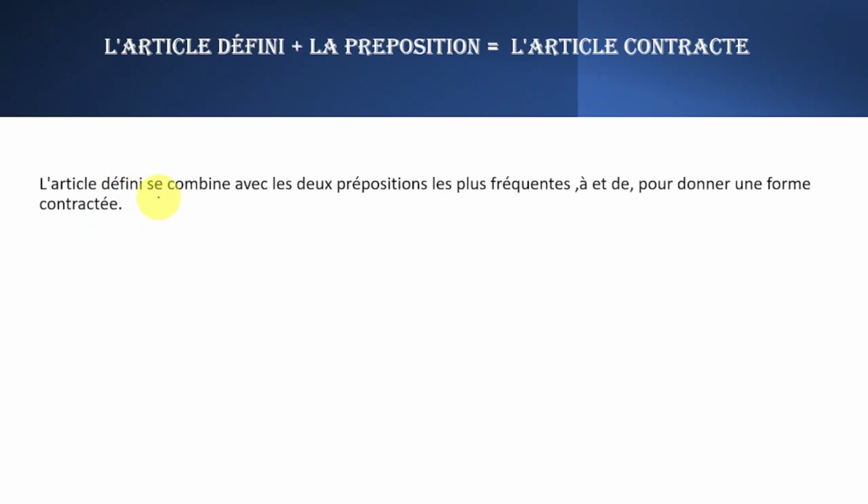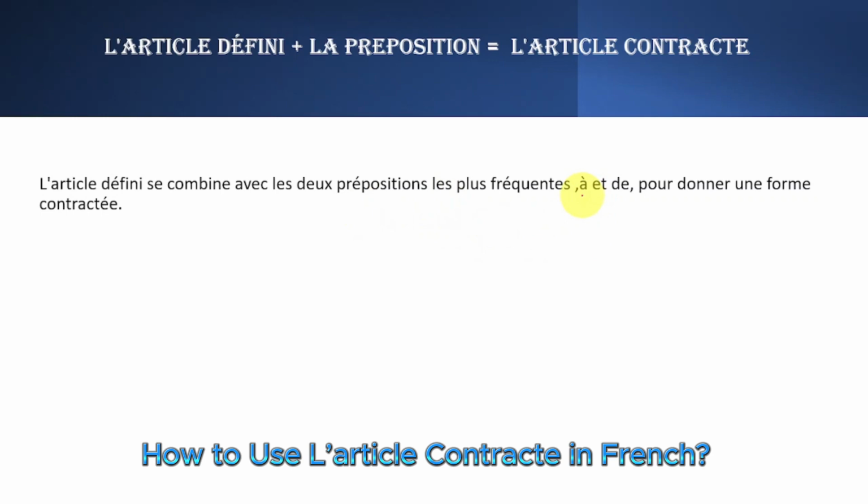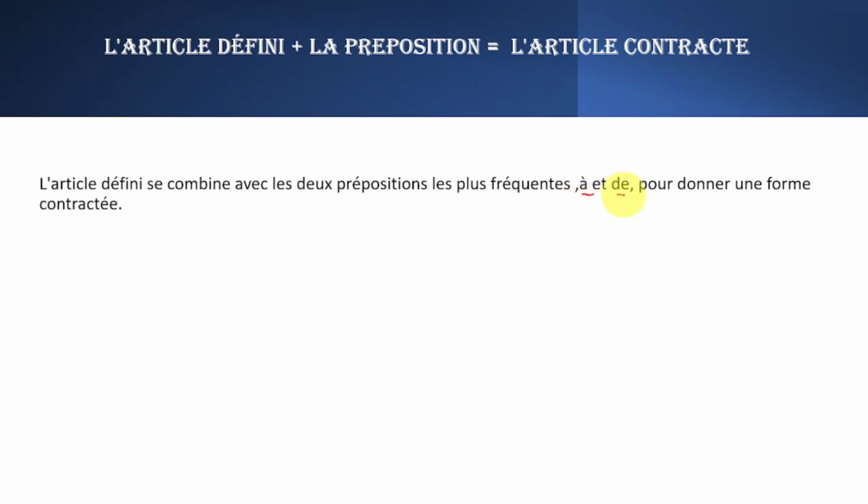L'article défini, c'est combiné avec les deux prépositions les plus fréquentes. So they use à and de. So this à is the preposition, okay? So pour donner une forme contractée, okay? So this is how I read it. L'article défini, c'est combiné avec les deux prépositions les plus fréquentes à et de pour donner une forme contractée, okay?